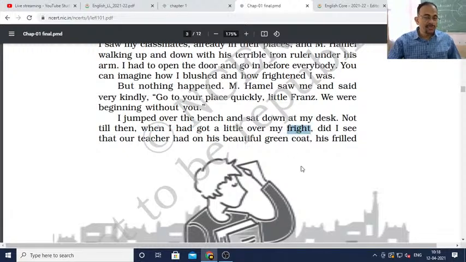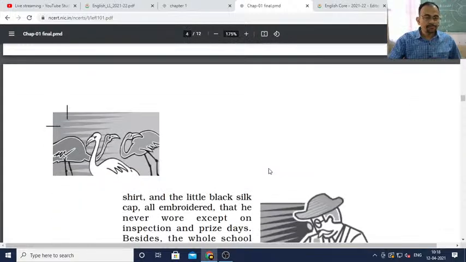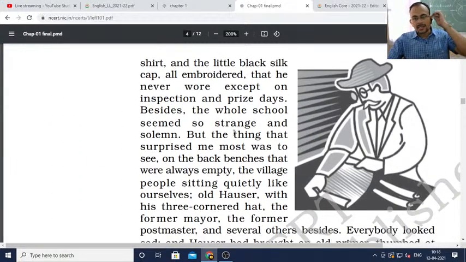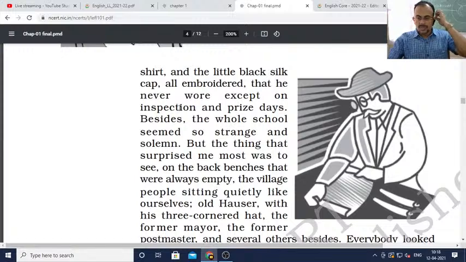When I had got a little over my fright means when he could somehow overcome his fear. Fright means fear. Did I see that our teacher had on his beautiful green coat, his frilled shirt, and the little black silk cap, all embroidered, that he never wore except on inspection and prize days.